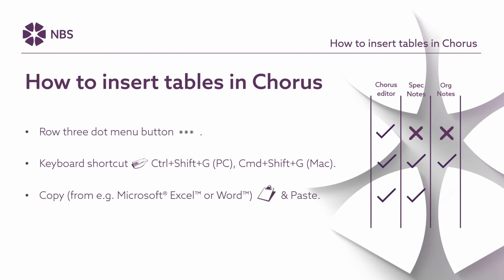Finally, tables created in external applications such as Microsoft Excel or Word can be transferred into Chorus via a simple copy and paste process. This feature is intended to transfer basic tabular data from the source application. Any formatting, alignment or formulas, for example, in the source application will not be replicated. Also, merged cells are not supported in Chorus tables. As such, any merged cells in the source application should be unmerged prior to transferring the table across.